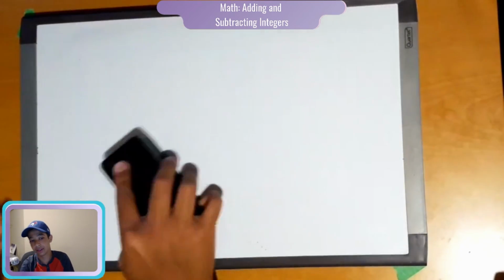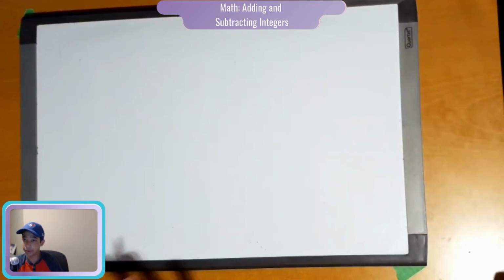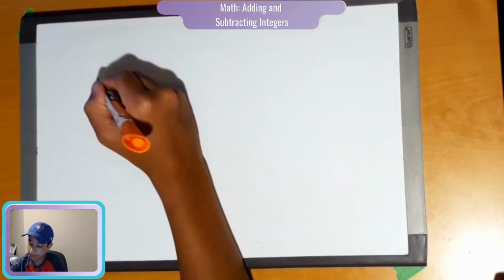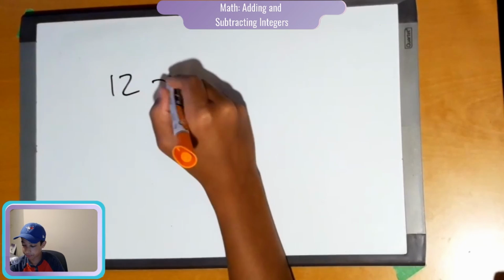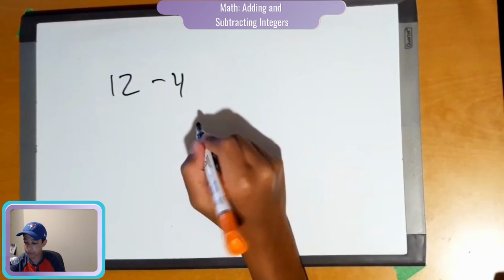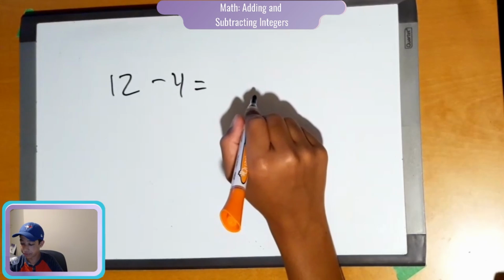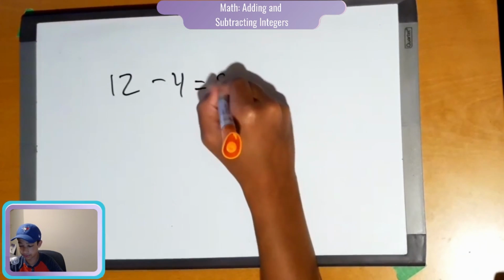So, with that out of the way, let me show you a few examples. How about 12 minus 4? Now, this is simple. We know this is normal subtraction. 12 minus 4 is going to give us 8.